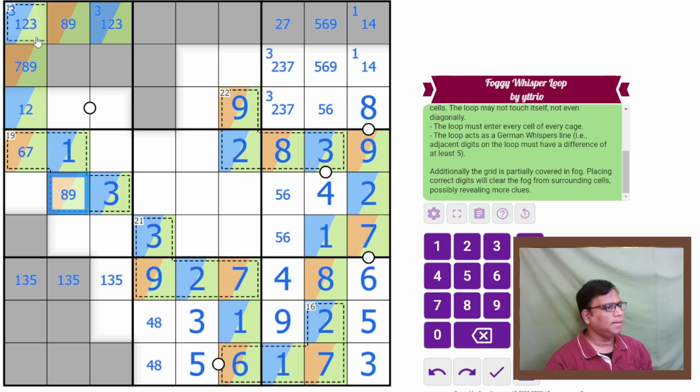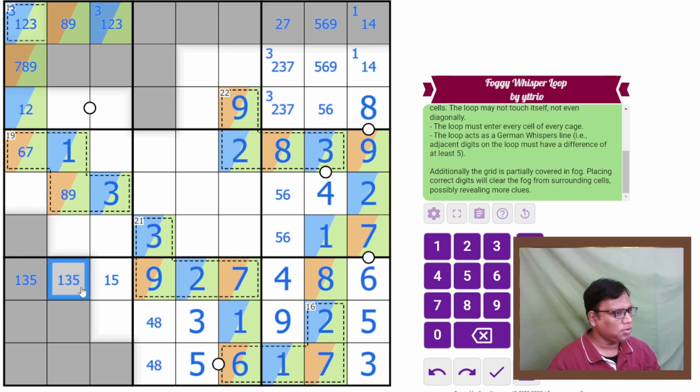And now this is going like this. Okay. So 3, that's not 3. That's not 1. That's, I don't know.